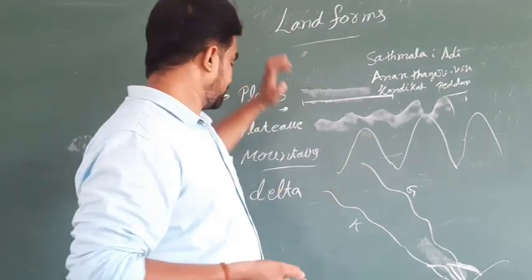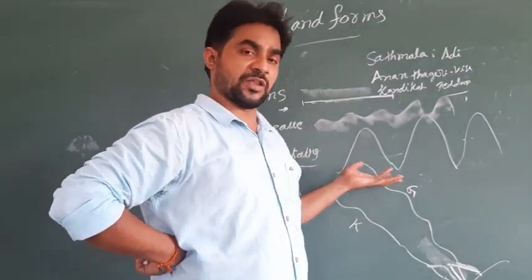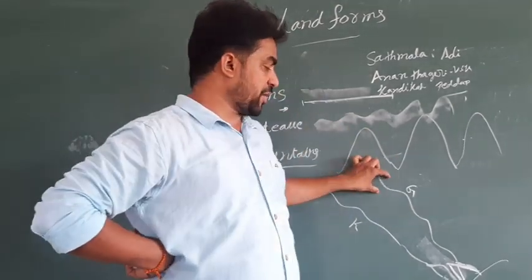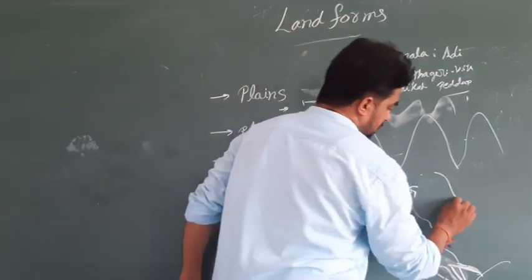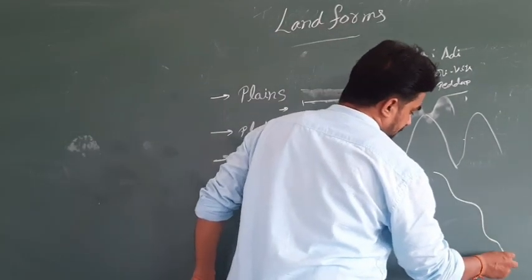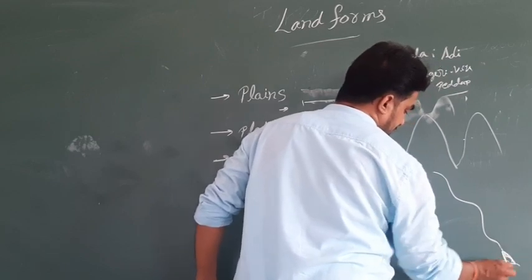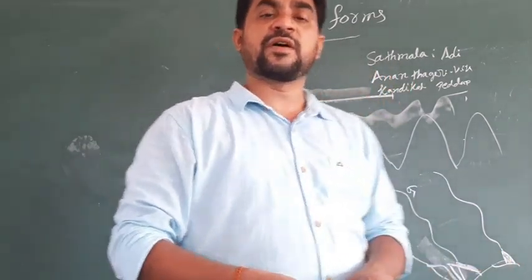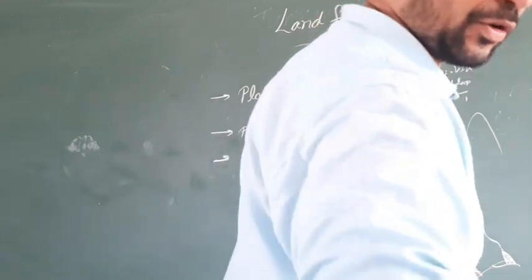So one more time, any river like Krishna, Godavari, Kaveri, Pennar, any river, before joining into the sea. Take an example, this is called Godavari. Before joining into the sea, it forms a delta. This is a delta, and this area is also suitable for cultivation.